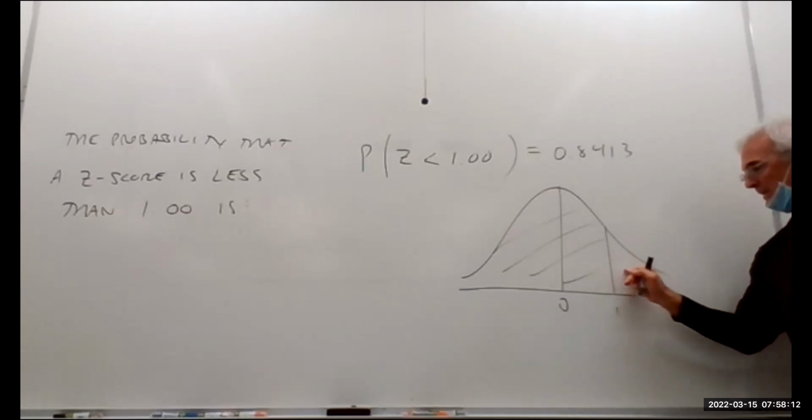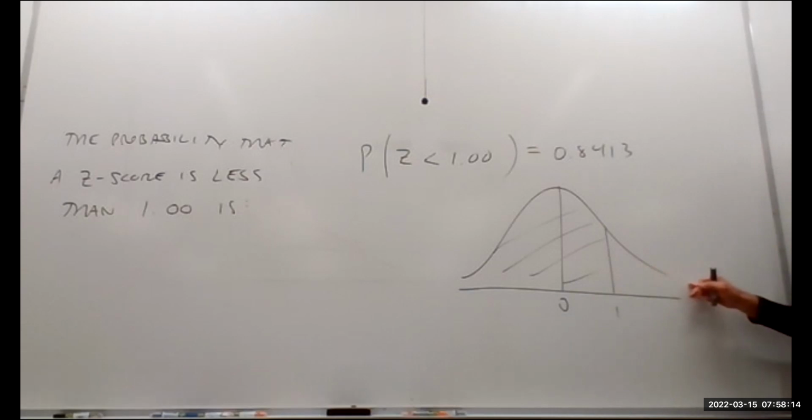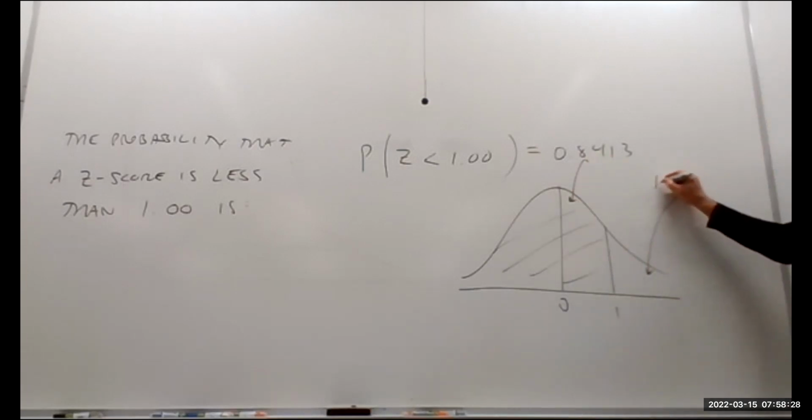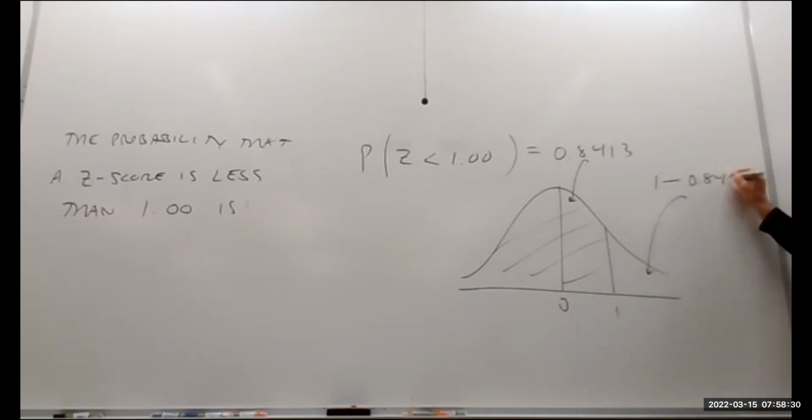By the way, could you tell me what's on the other side? How many people would be above one standard deviation? How would I figure that out? Specifically, subtracted from 1. Does that make sense? This corresponds to that area. What would that be? That would be 1 minus.